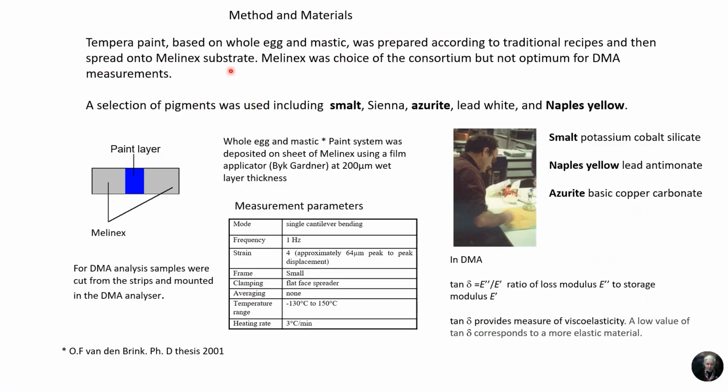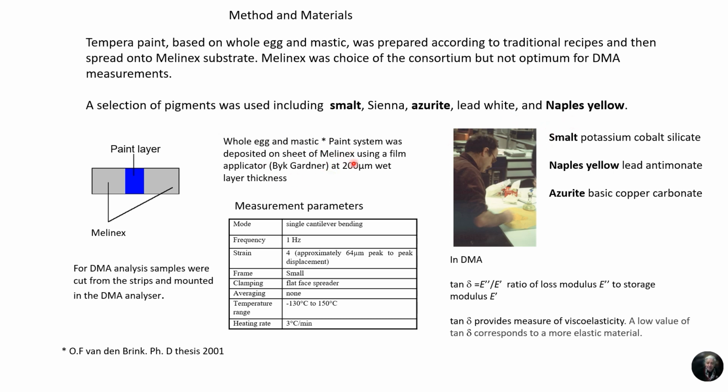So for the preparation, the tempera paint was based on whole egg and mastic, prepared according to traditional recipes and then spread onto Melinex substrate. Melinex was the choice of the consortium, but not optimum for our DMA measurements. A selection of pigments was used, including smalt, which is the potassium cobalt silicate, sienna, the iron oxide hydroxide, azurite, basic copper carbonate, lead white, basic lead carbonate, and Naples yellow, lead antimonate.